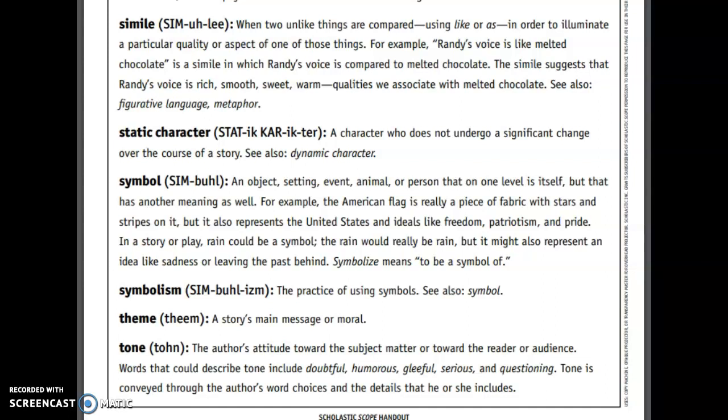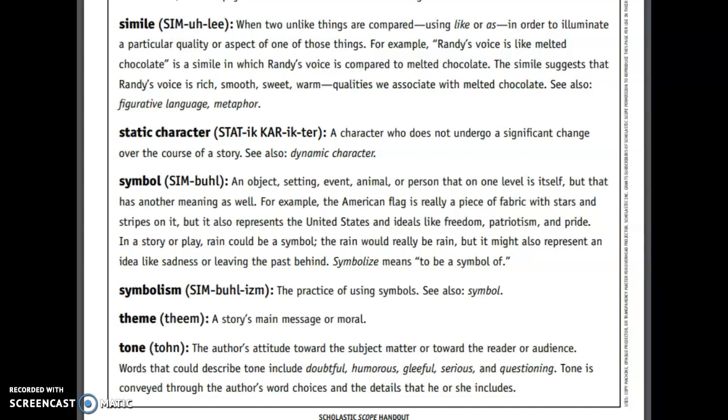In a story or play, rain could be a symbol. The rain would really be rain, but it might also represent an idea like sadness or leaving the past behind. Symbolize means to be a symbol of. The term symbolism actually means the practice of using symbols. Our term theme is a story's main message or moral.